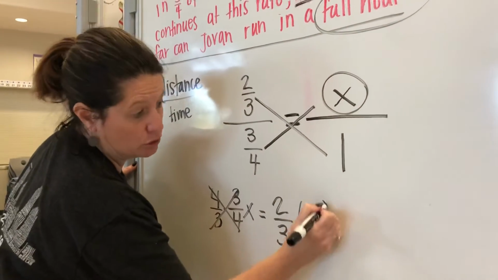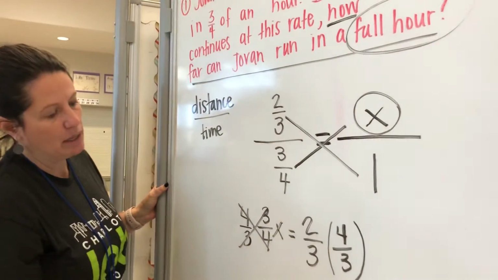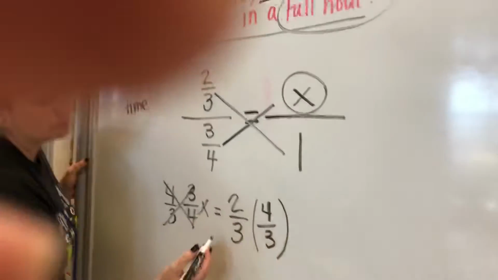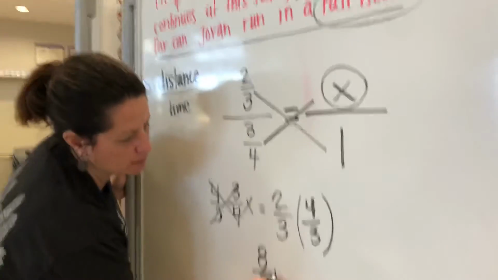And again, there's another way to do this. It's a little bit shorter steps. If you get to the same answer, perfectly fine. I'm now going to multiply across. 2 times 4 is 8. 3 times 3 is 9, so it's 8/9 of a mile.